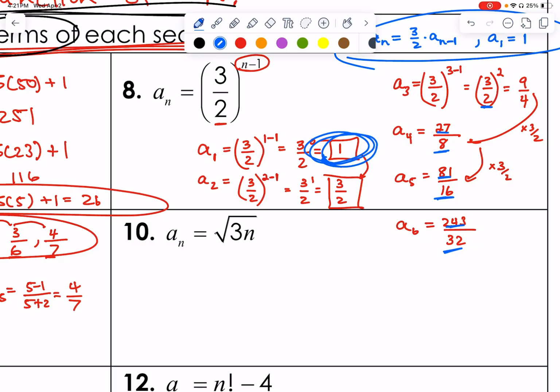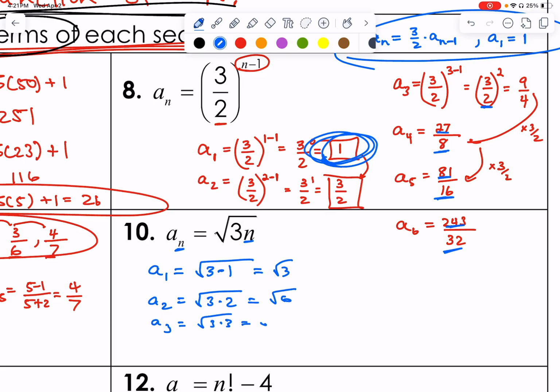So a sub n is equal to the square root of 3n. In other words, your terms are a function of n. So when I want the first term, I just plug in 1. So it'll be 3 times 1, which will be the square root of 3. A sub 2 would be square root of 3 times 2, which would be the square root of 6. A sub 3 will be the square root of 3 times 3, which actually is the square root of 9, but there's a perfect square, so you got a perfect pair, so square root of 9 is 3.